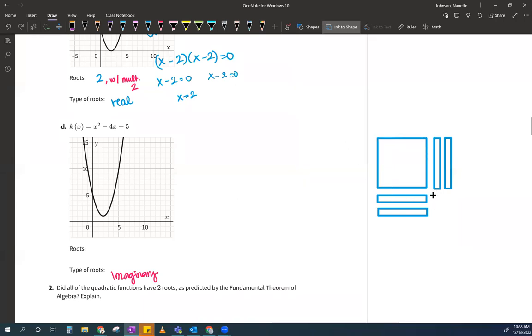I need a square that's like that wide and that tall. Does that make sense? Yeah, that's what I want. So how many of these squares would I need? Yeah, not 5. Some of you said 5.